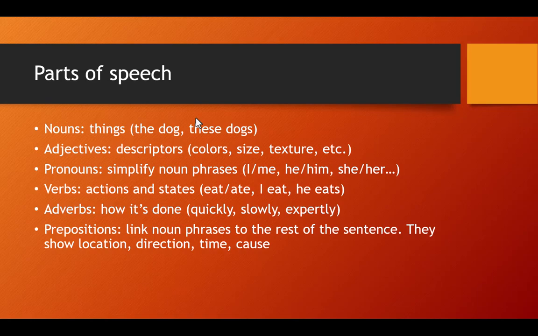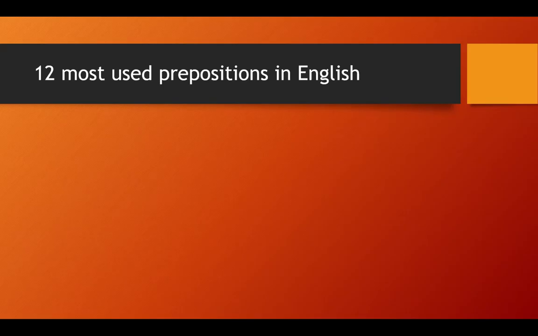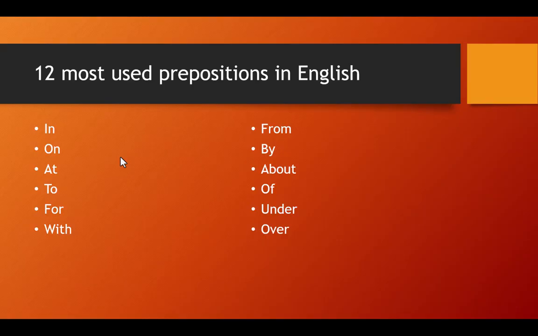They show things like location, direction, time, and cause, right? Why something was done or what it was done for, right? For is a preposition, for instance. The 12 most used, you'll notice these prepositions are all pretty small words generally. There's a couple longer ones. The 12 most used prepositions in English: in, on, at, to, for, with, from, by, about, of, under.